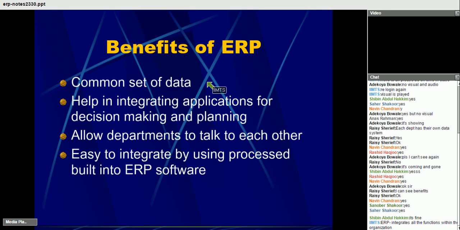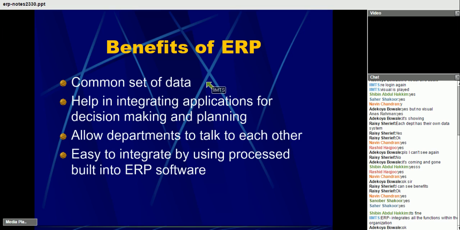What are the benefits of ERP? A common set of data is there. It helps in integrating applications for decision making and planning. It allows departments to talk to each other. And it is easy to integrate by using processes built into the ERP software.